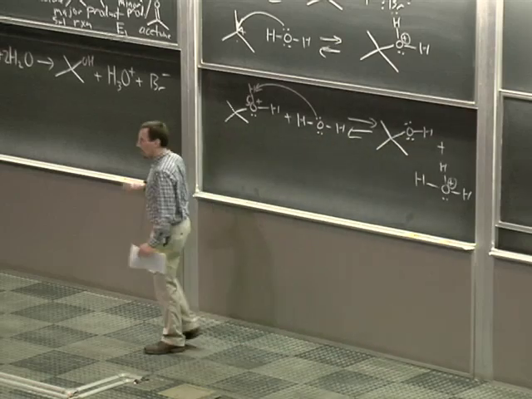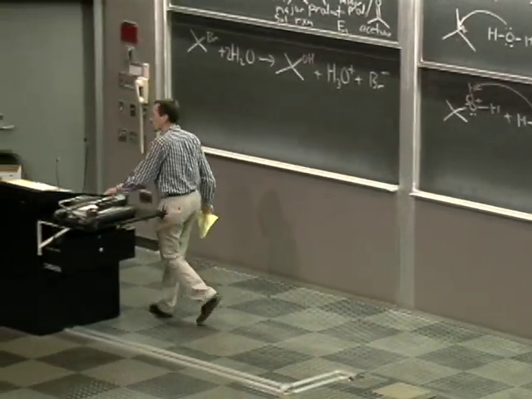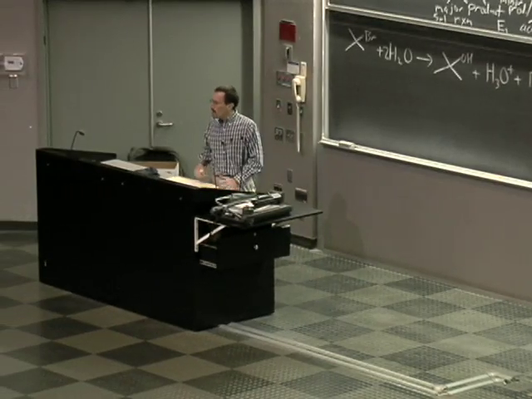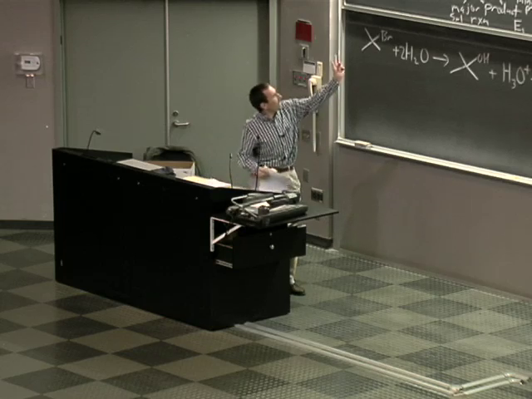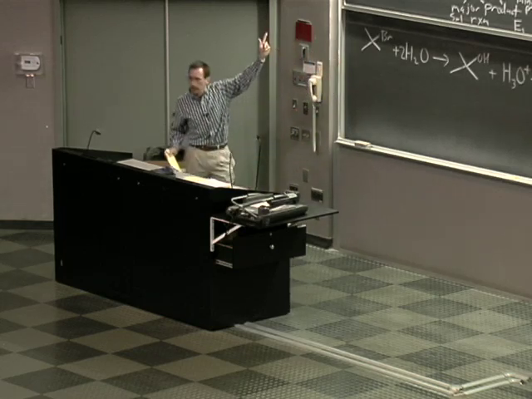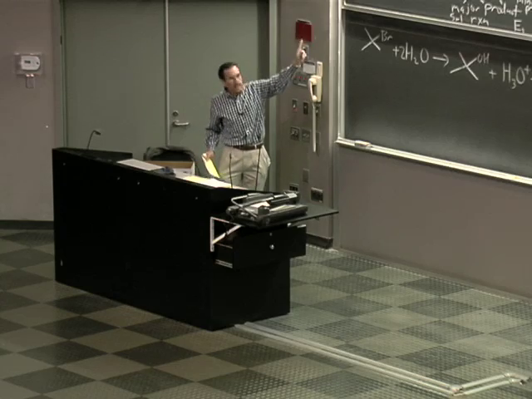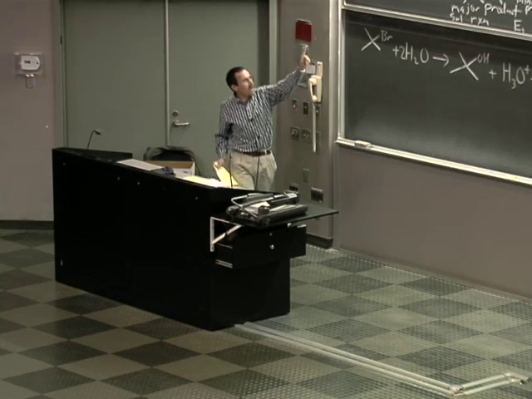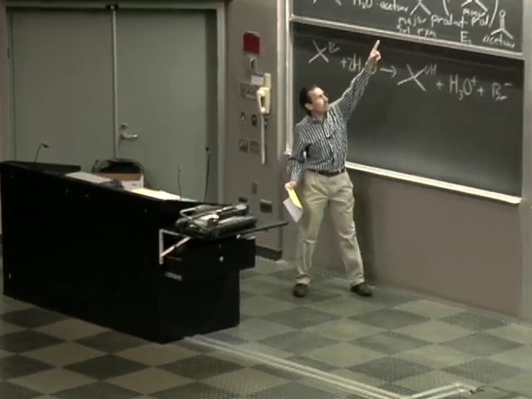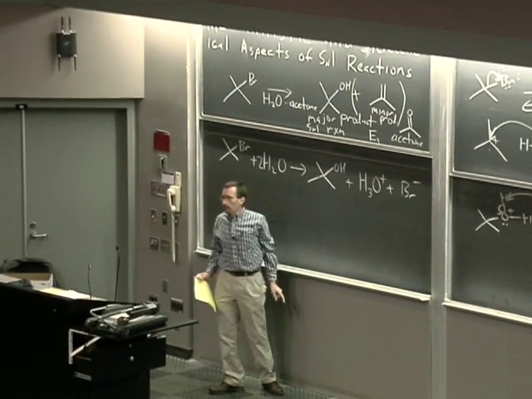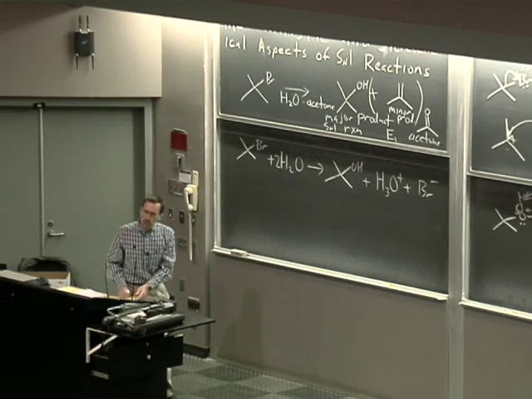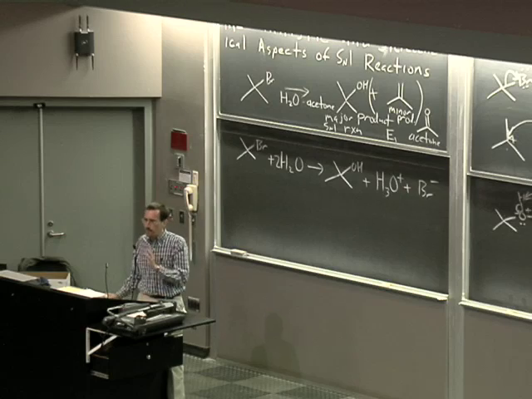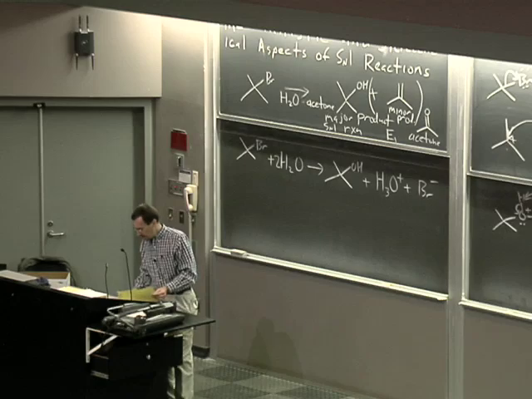I'll point out, although I haven't written this, that this is a very common reaction. And remember how I made an analogy between water and methanol? I could write exactly the same equation. Tert-butyl bromide in methanol gives rise to tert-butyl methyl ether, OCH3, plus CH3OH2+ Br-. You should work that out on your own. It's good to think about, because all of these reactions have these tremendous analogies among them.